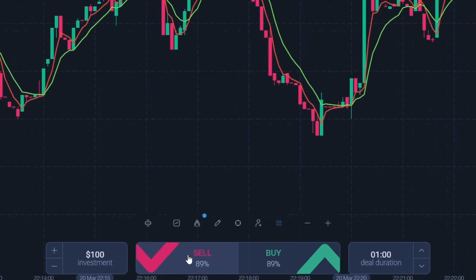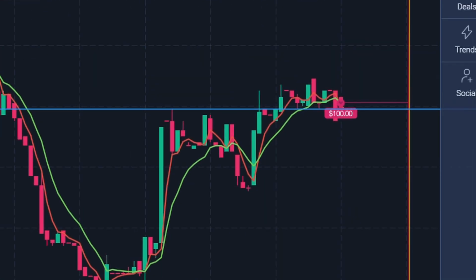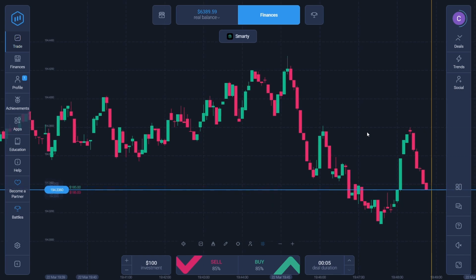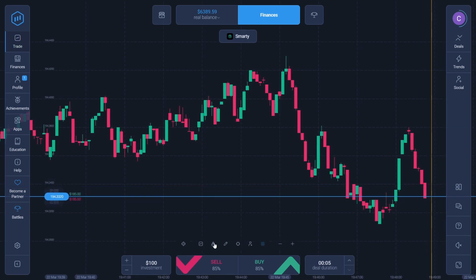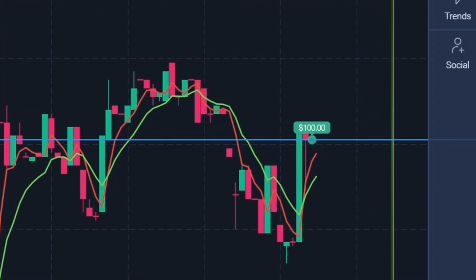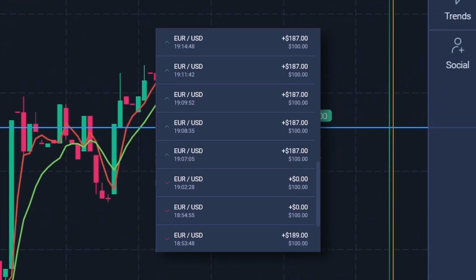As always, I'll first place a trade in the market using this strategy. Then I'll move on to the explanation of the strategy itself and how to set up the required indicators. Finally, I will place a few more trades in the market according to the strategy and assess its success rate.